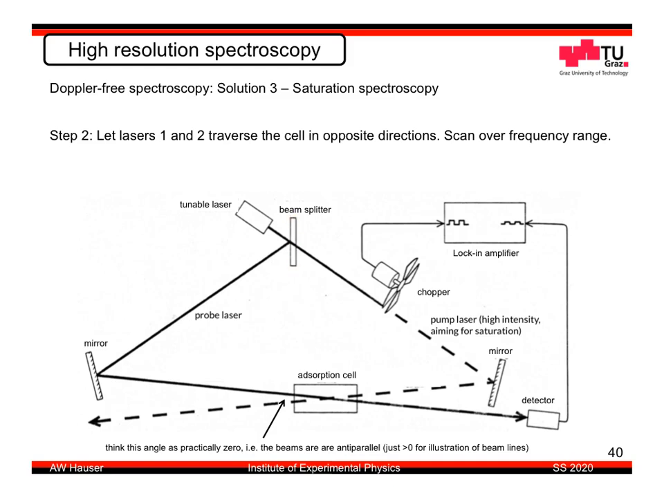Okay, so this is our beam splitter. It splits it into one beam that goes through a mirror and then through our absorption cell. The other beam goes through the splitter to a mirror and comes in from the opposite side. Now we call the first the probe laser and the second the pump laser.